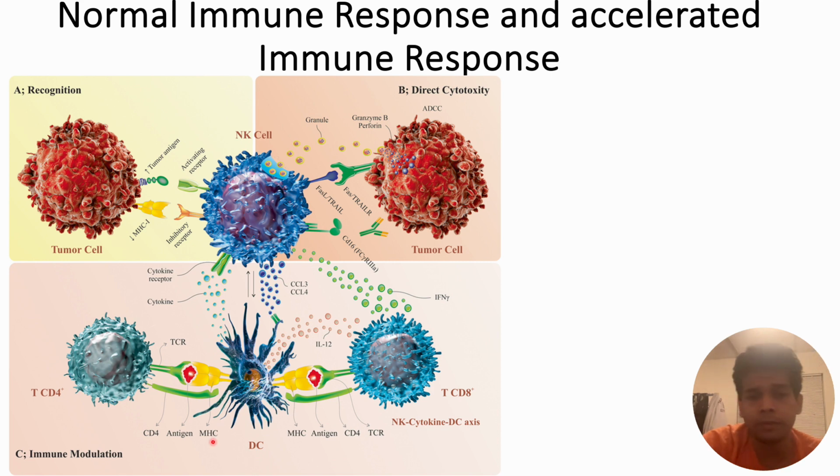Simultaneously, the dendritic cells also provide these foreign antigens to the T cells, so that T cells will start to generate antibodies against those specific antigens. So this is how the normal system functions, and now the question is what are the ways by which the immune system can be accelerated.